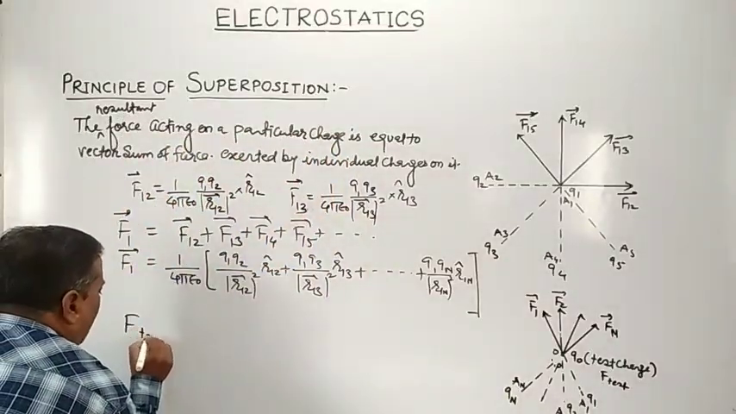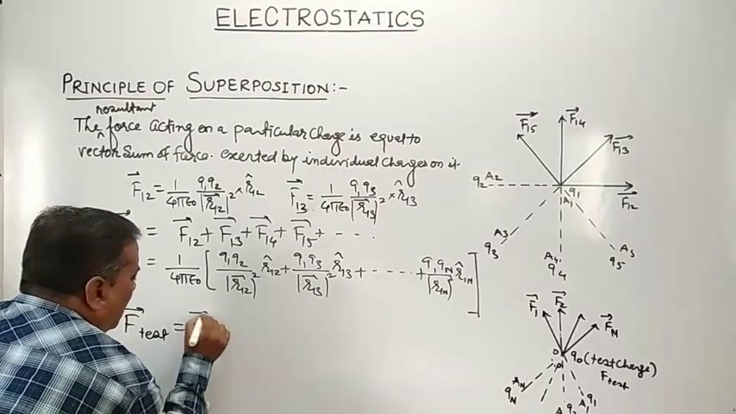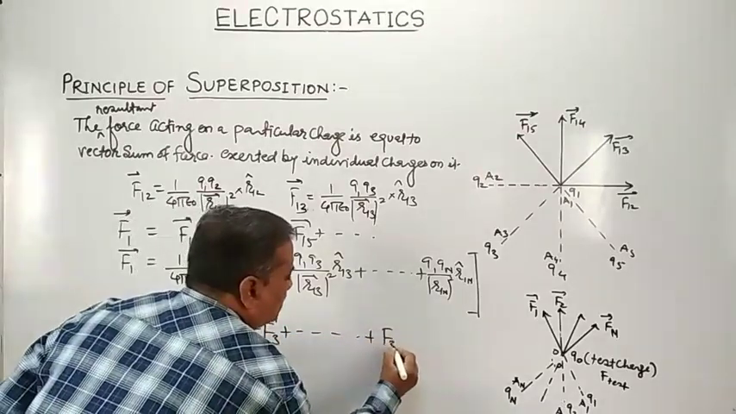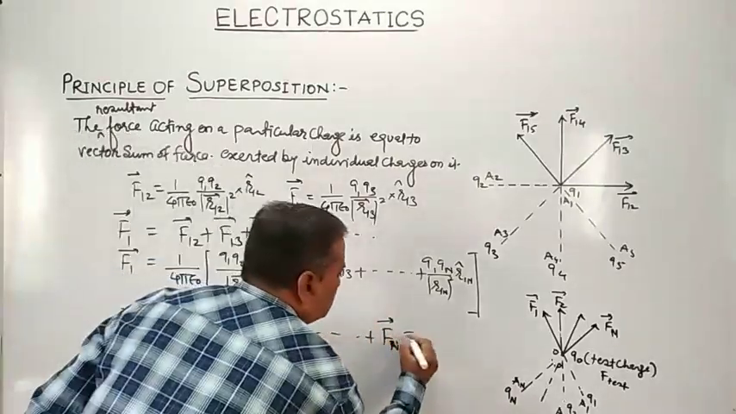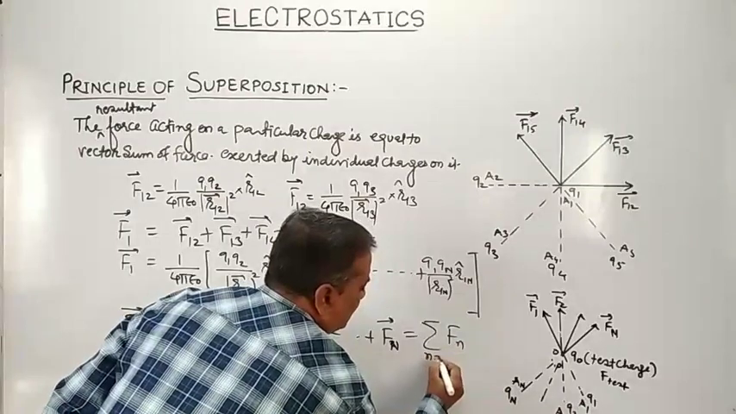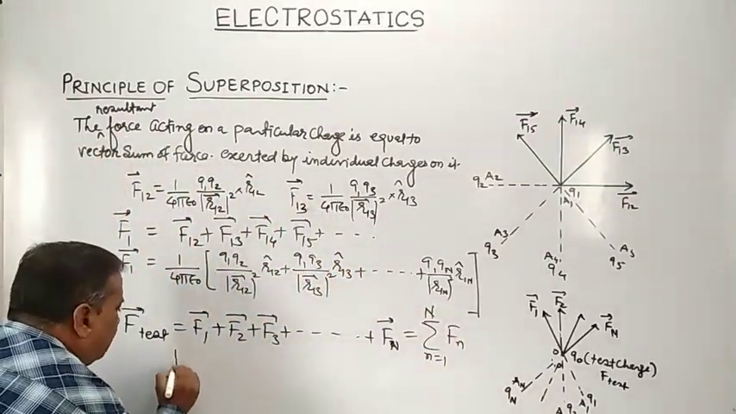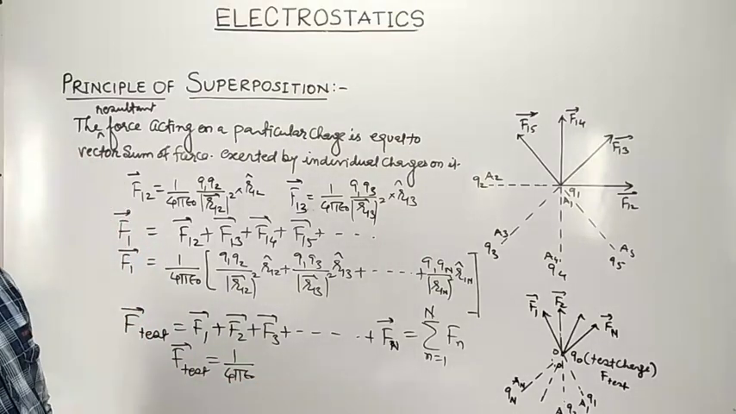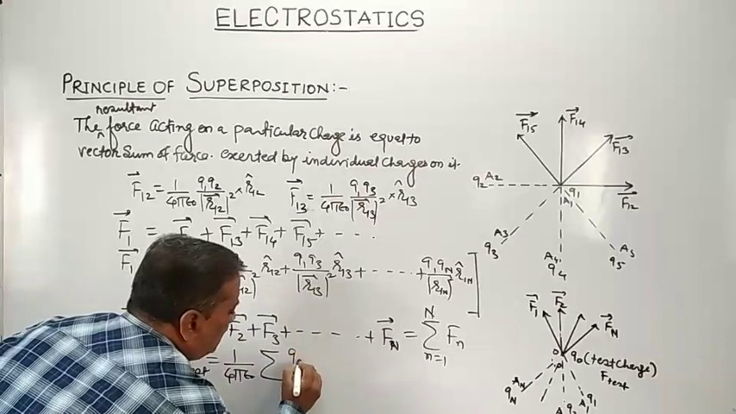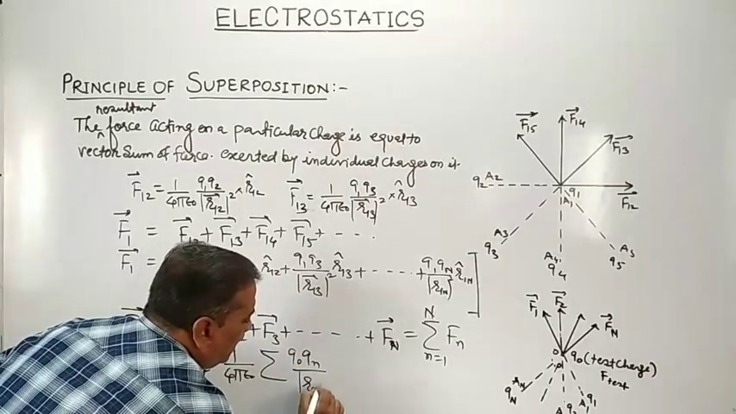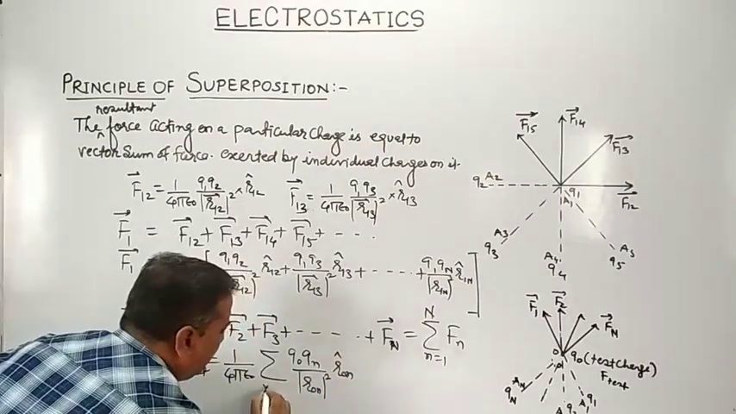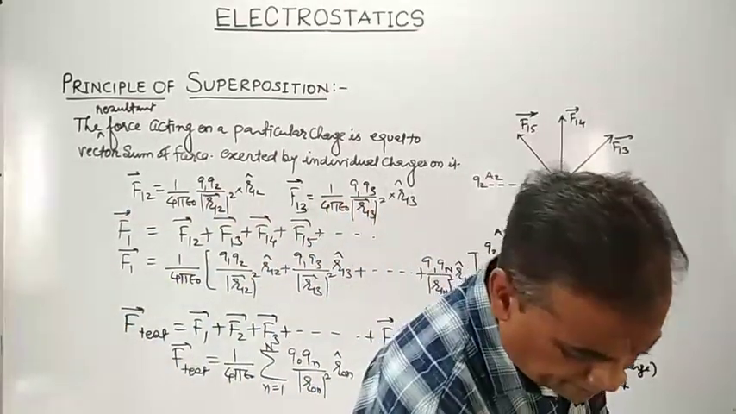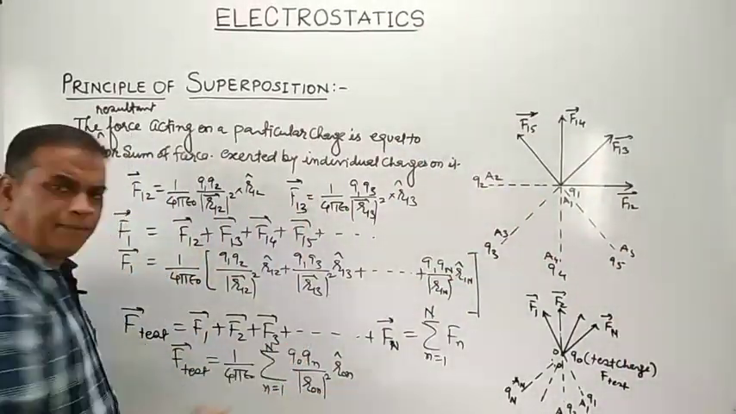Then the net force on the test positive charge can be expressed with a summation sign, that is F1 plus F2 plus F3 up to capital FN, or equal to the summation of Fn, where n takes values from 1 to capital N. Or the force acting on the test positive charge is equal to 1 upon 4 pi epsilon 0 into the summation of Q0 Qn upon R0n whole square into R0n cap, where n takes values from 1 to capital N.